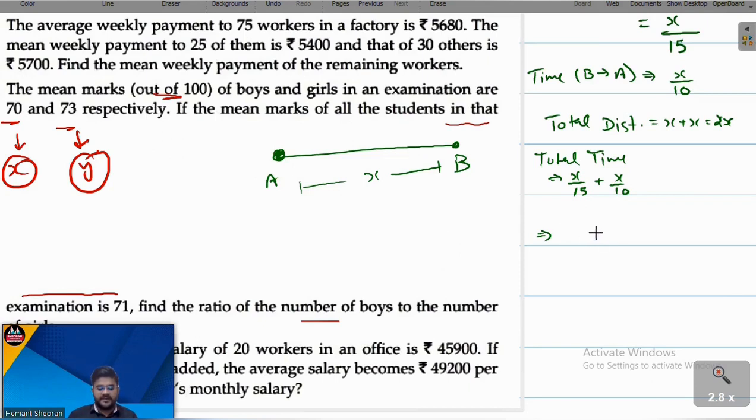And later on if you cancel them out, you're getting x over 6. Perfect. So can we calculate our average speed? Yes, we can calculate it. We just have to divide the distance by time. So distance is 2x and we have to divide it by x over 6.